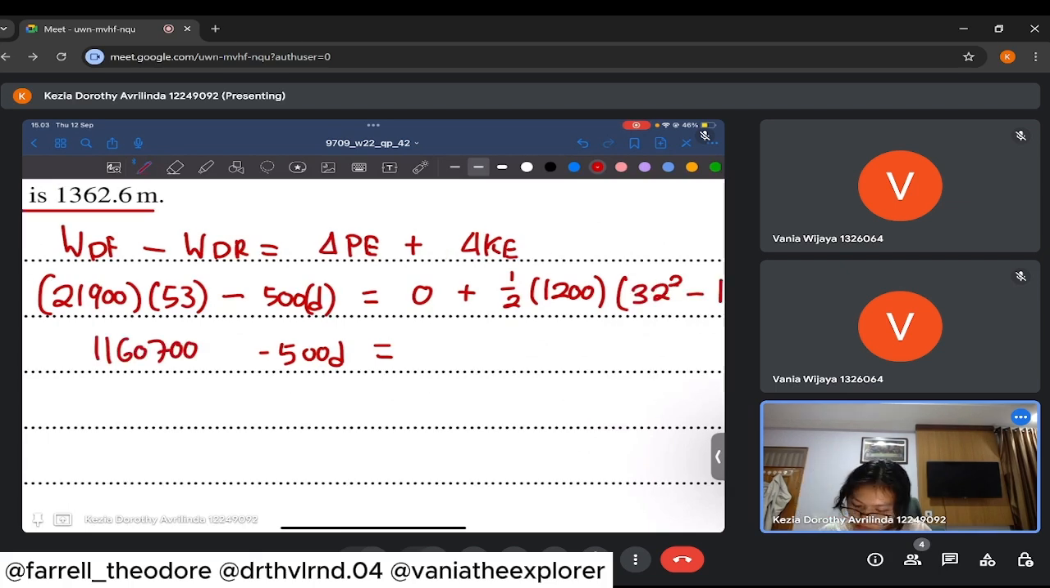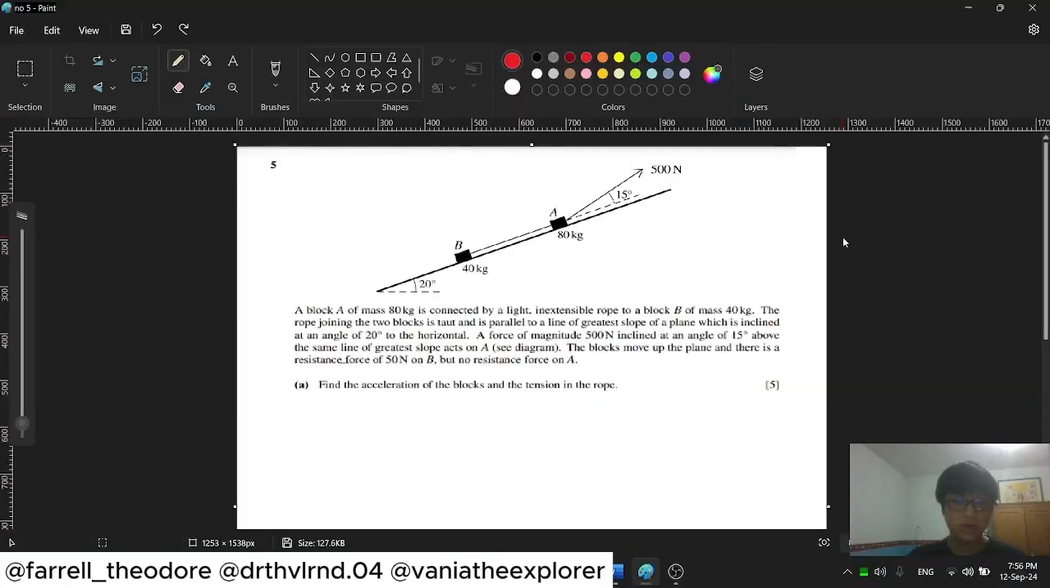Now you can just use a normal math formula. You just change the sides. This goes here and this goes here. You know the basic math. Next, we will be doing number 5.